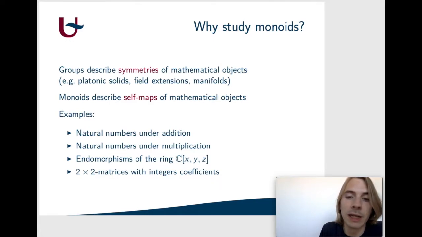For example, the natural numbers under addition. This is a free monoid with one generator, the number 1 in this case. Or you can look at the natural numbers under multiplication. This is a free commutative monoid with the prime numbers as generators. And one very complicated monoid is the monoid of ring endomorphisms of the polynomial ring in 3 variables over the complex numbers. Another example is the 2 times 2 matrices with integer coefficients under matrix multiplication.